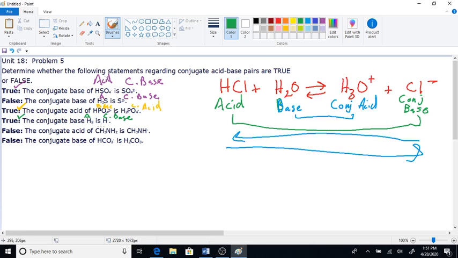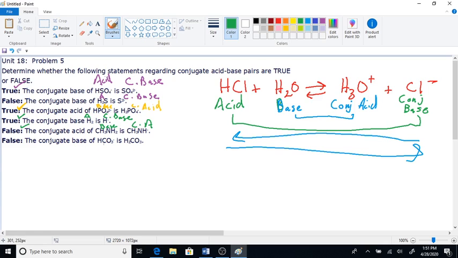All right. The conjugate acid of this. So this is the base. This is the conjugate acid. To go from a base to a conjugate acid, you have to add a hydrogen plus. Did we? No. We actually lost one, so that's why this one is false.